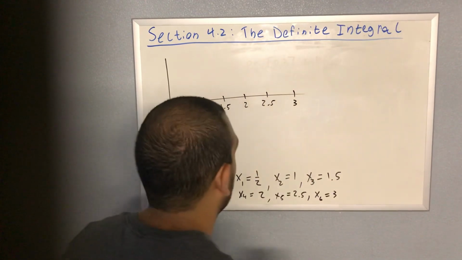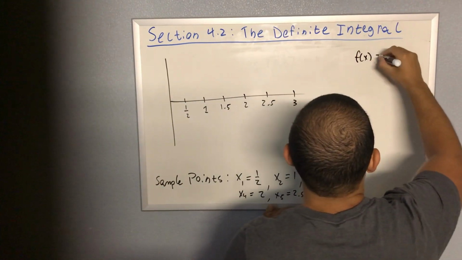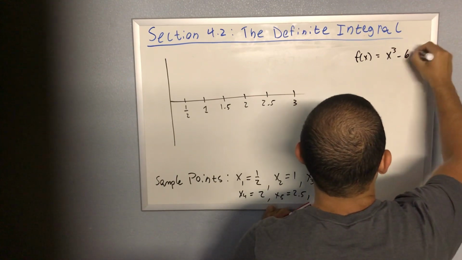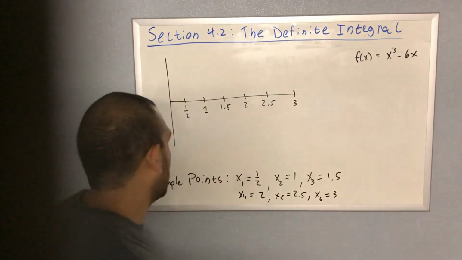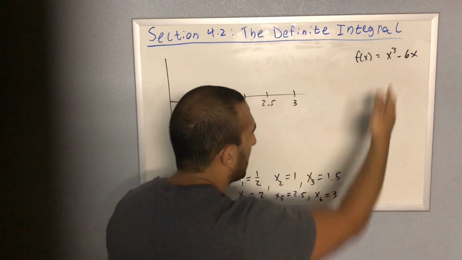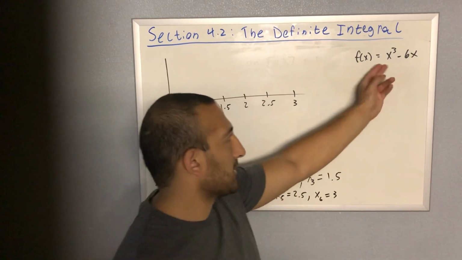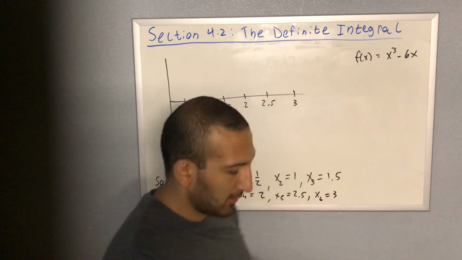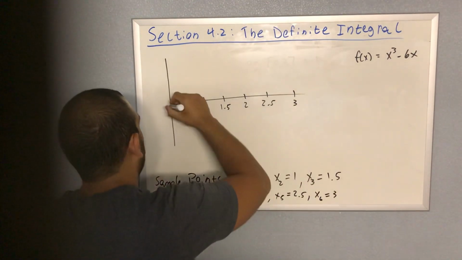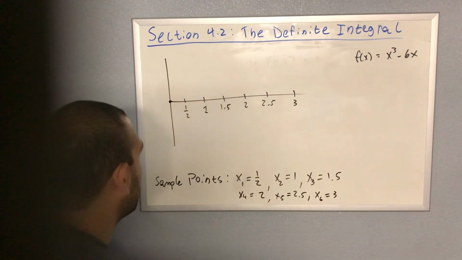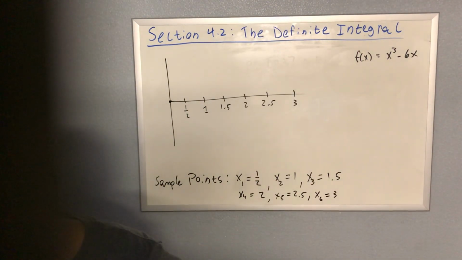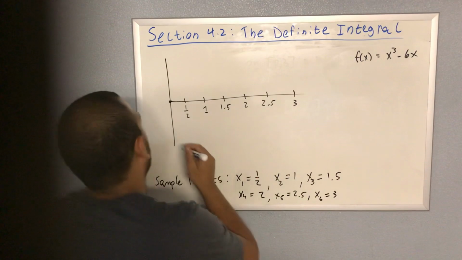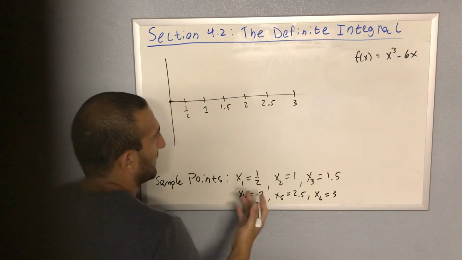Okay, and then remember the function was x cubed minus 6x. To figure out what the curve looks like, you can just plug in some points, right? So what happens when you stick 0 into the function? Well, you get 0 cubed minus 6 times 0, which is 0. And then what happens when you stick 1/2 into the function? If you do this, you get negative 2.875, because it's going to be some fraction.